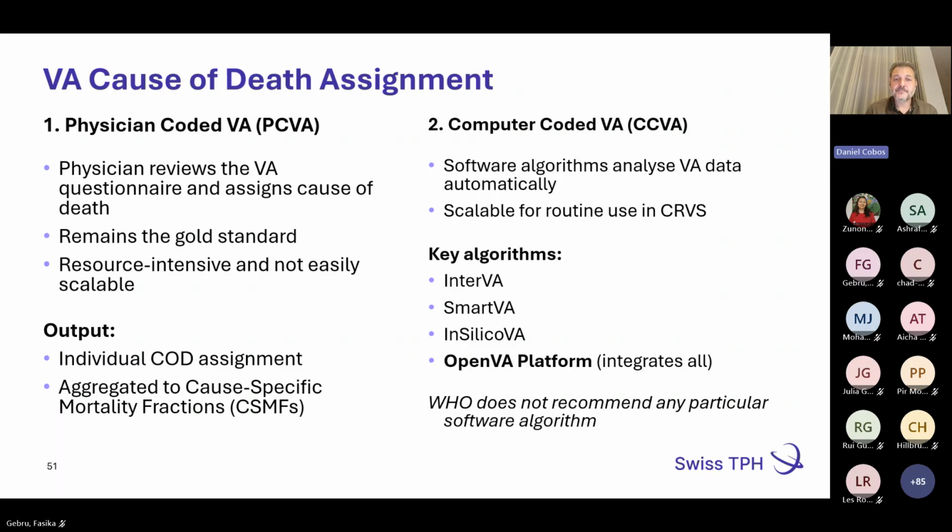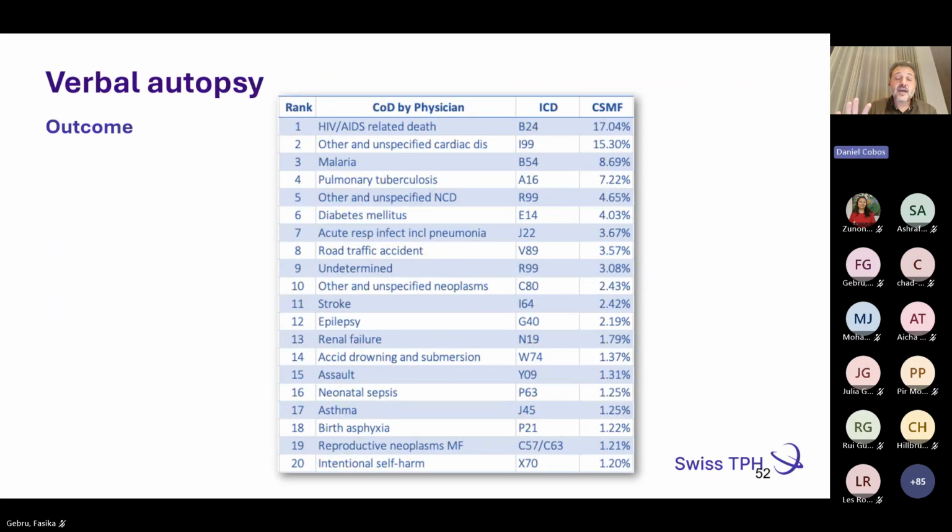If you go next. And once you have analyzed, you get this type of table. This table is an example of the cause-specific mortality fractions from one country. And you see HIV with the ICD code, 17%. So 17% of the deaths were due to HIV, according to, in this case, the algorithm InterVA. If you go to the next.